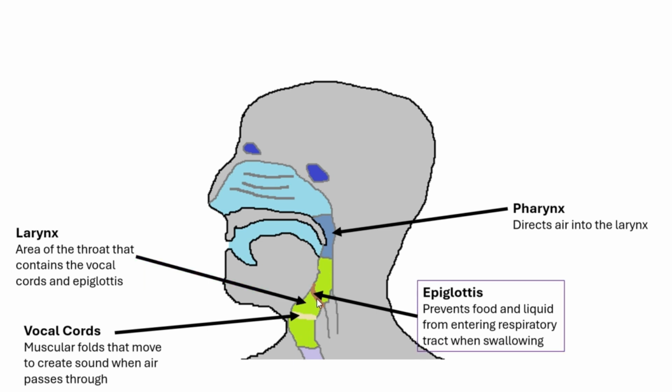The epiglottis is a small flap in the larynx that sits beside the esophagus. It covers the respiratory tract when swallowing so that food and water don't enter the respiratory tract. The vocal cords are folds of muscles that contract, and that causes the air to flow differently inside them, which results in sound being made. And this is how humans talk and make sound.